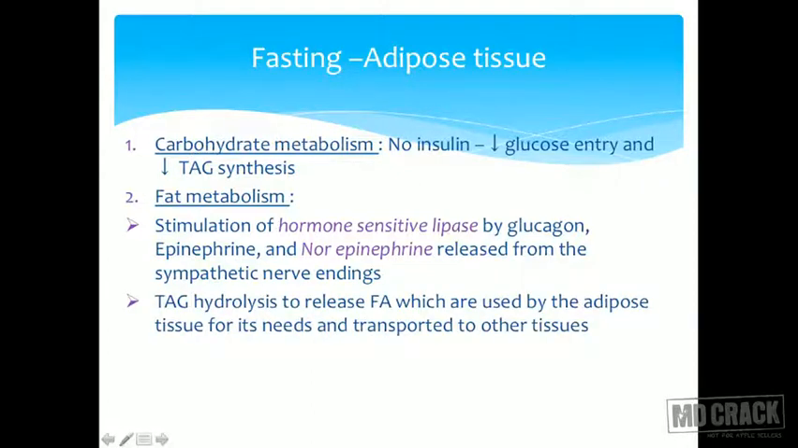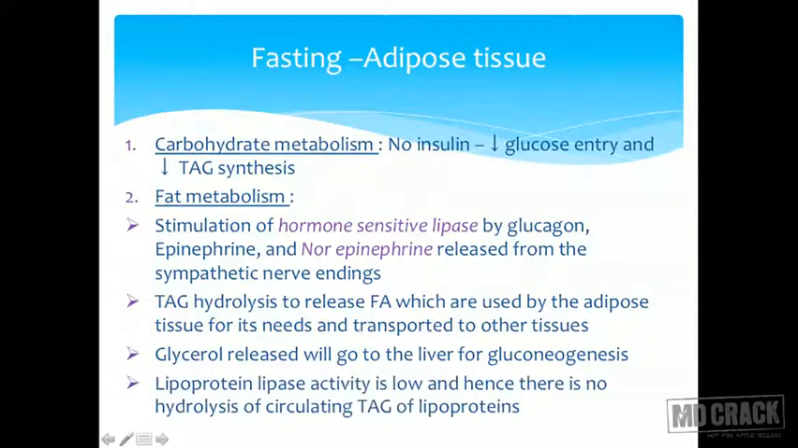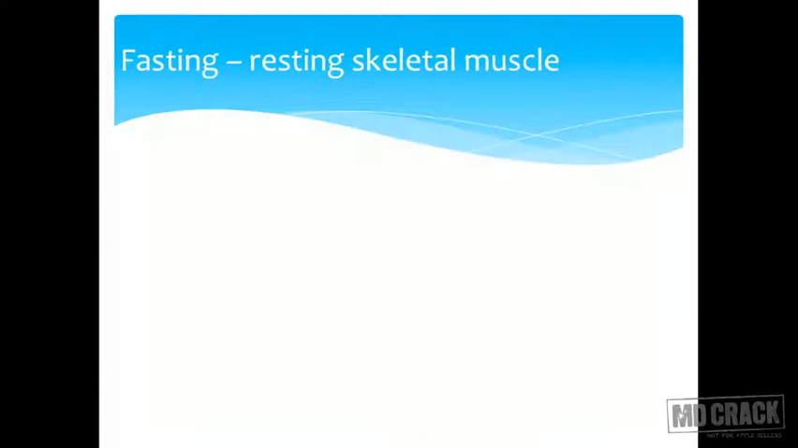So this releases fatty acids which are used by the adipose tissue for its own needs, that is beta oxidation, or are transported to other tissues. Now the glycerol that is released will go to the liver for gluconeogenesis. As I said, there are no chylomicrons, no VLDL, so lipoprotein lipase activity is low. So there is no hydrolysis of the TAG of circulating lipoproteins. In case they are there also, it is going to decrease.